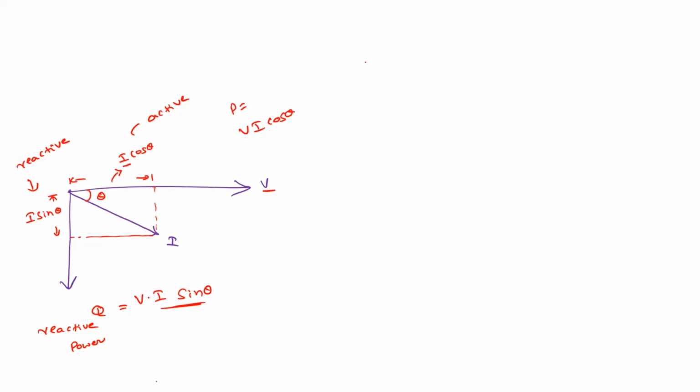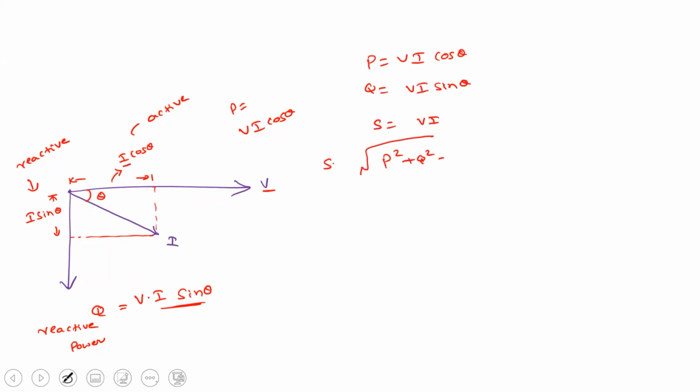So we had these two terms, VI cos theta and Q equal to VI sin theta. So we have that S equal to V into I. So this is apparent power. So that particular one is the apparent power, right? So this P square plus Q square will be equal to S, right? Agree? Yes, sir. S equal to square root of active power square plus reactive power square.